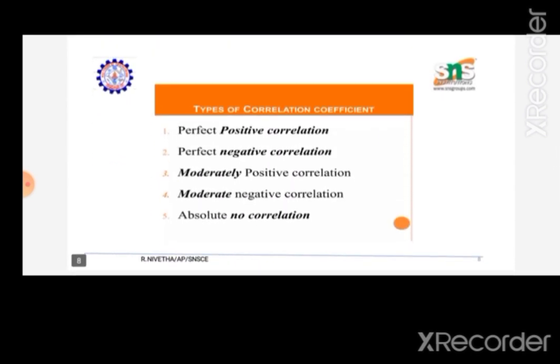Next one, types of correlation coefficient. There are 5 types. First one is positive correlation, second is negative correlation, third is moderately positive correlation, fourth is moderate negative correlation, fifth is absolutely no correlation.